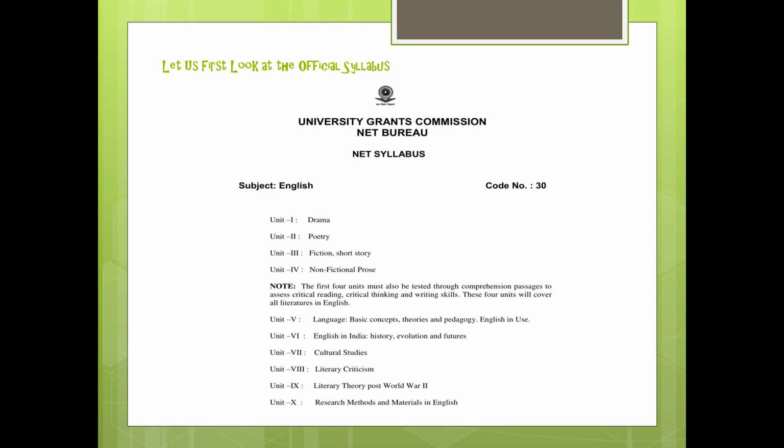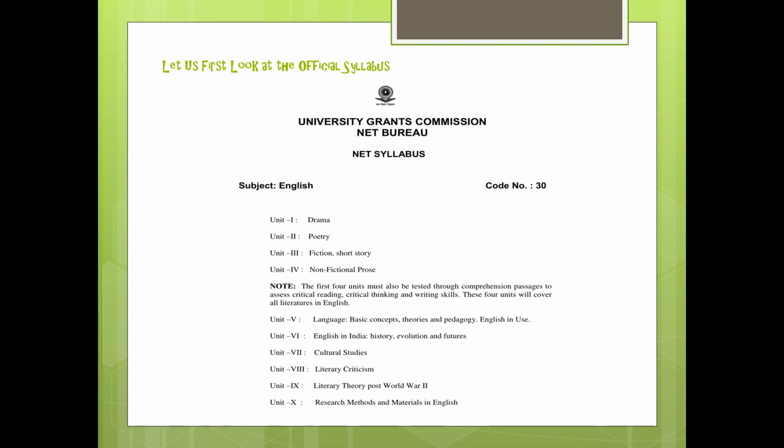First, let us look at the syllabus of UGC NET. So as you can see, the syllabus of English literature for UGC NET is divided into 10 units. Unit 1 to 4 are units that particularly focus on literature or the literary genres. Unit 1 is drama, Unit 2 poetry, Unit 3 fiction short story, and Unit 4 non-fictional prose.